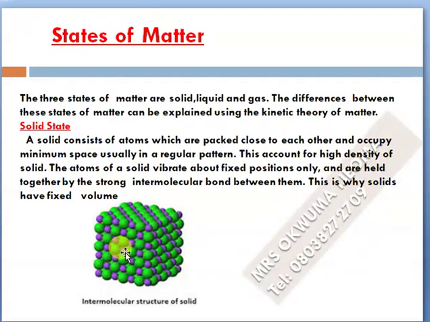And lastly, because of that, solids have fixed volume and a definite shape. So molecules of solid have definite shape and definite volume. We have seen the properties of the intermolecular structure of solid. Now let's quickly go to that of liquid, so as we state it, we will be able to see the differences.